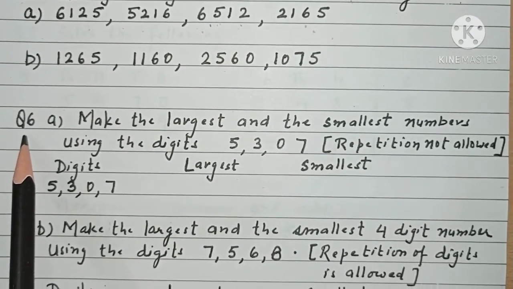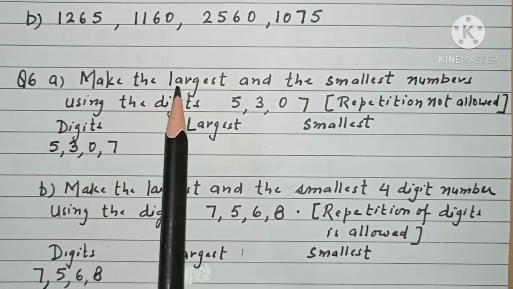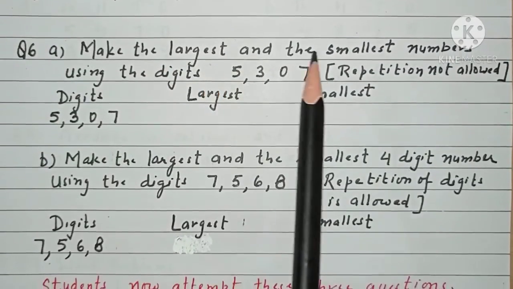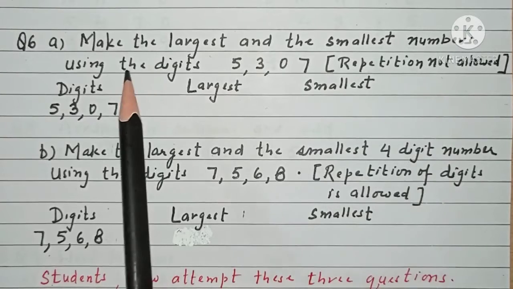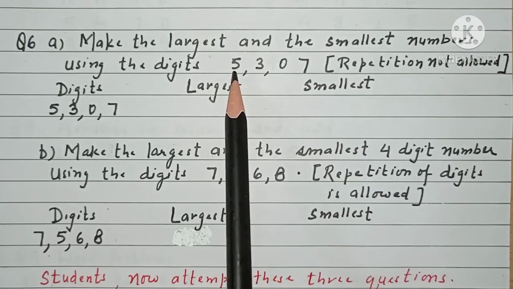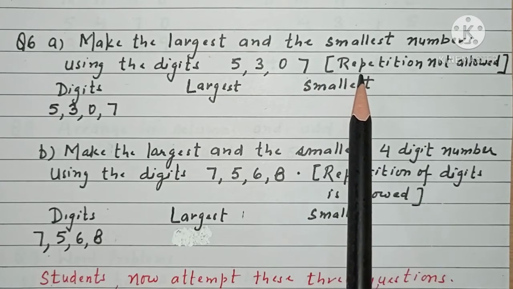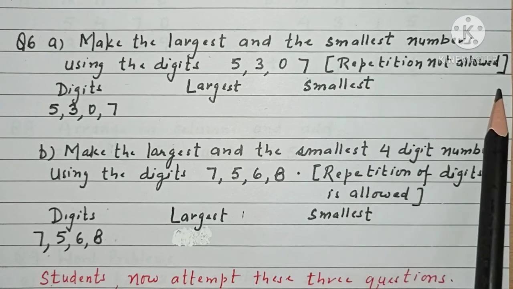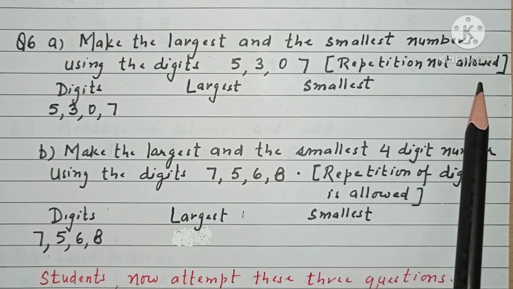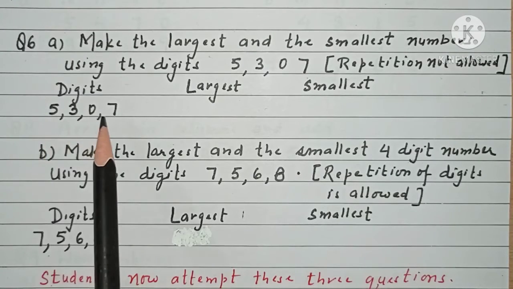Now in question number 6, what we need to do? We have to make the largest and the smallest number, and the digits we need to use are 5, 3, 0 and 7, and it is given that you need not repeat the digits. Fine. So repetition is not allowed. That means you cannot repeat a digit.